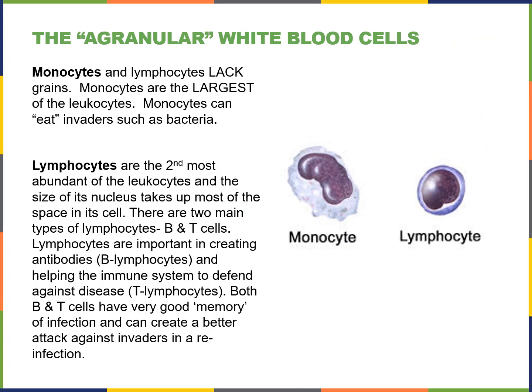So the agranular white blood cells, monocytes and lymphocytes, lack grains, as we said. Monocytes are the largest of the leukocytes, and monocytes can undergo some changes, and they also function as a phagocyte. I'm going to try and spell that word for you. P-H-A-G-O-C-Y-T-E. And this prefix phago comes from the word phage, which means a cell eating another cell. So that's how it got its name.